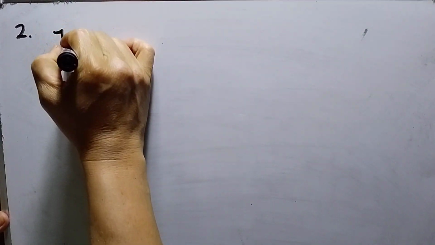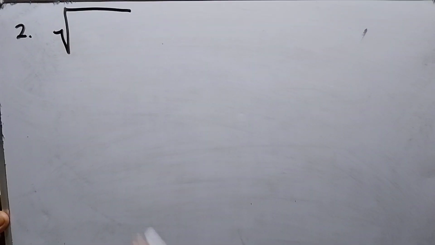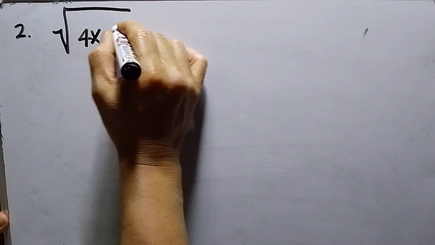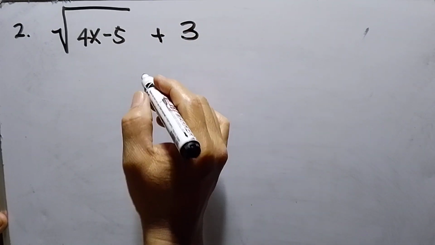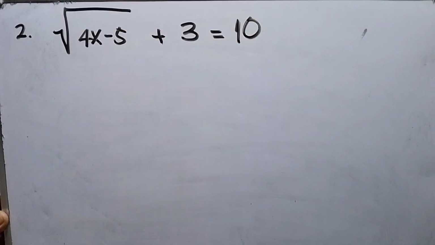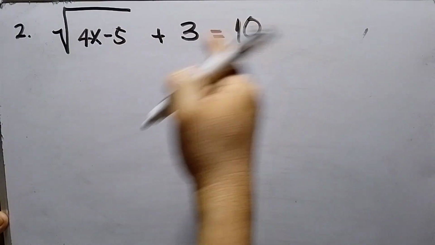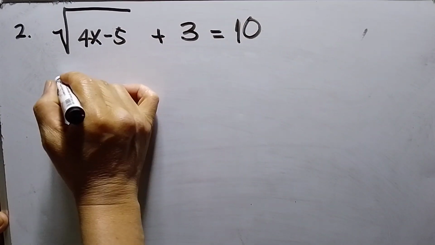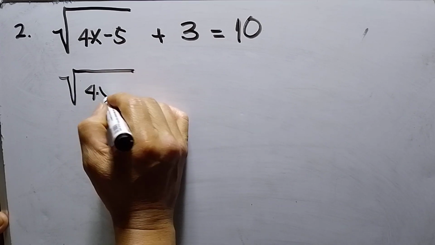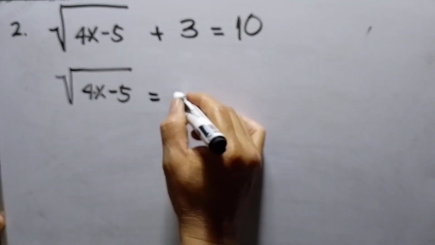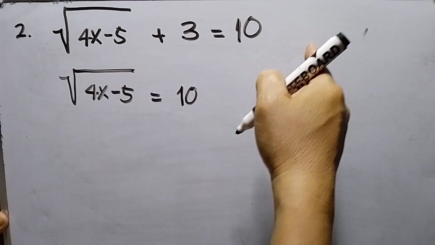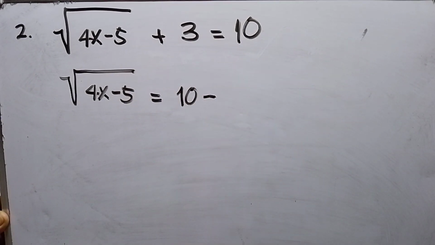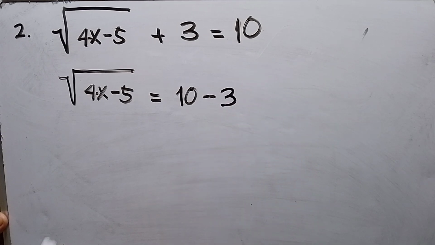Number 2, square root of 4x minus 5 plus 3 equals 10. I need to transpose the positive 3 to the right. So this will be square root of 4x minus 5 is equal to 10, and as I said, I need to transpose positive 3 to the right. So this will become negative 3.